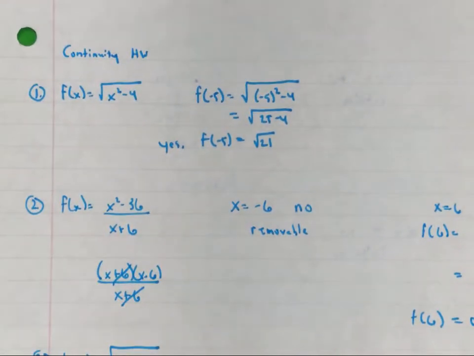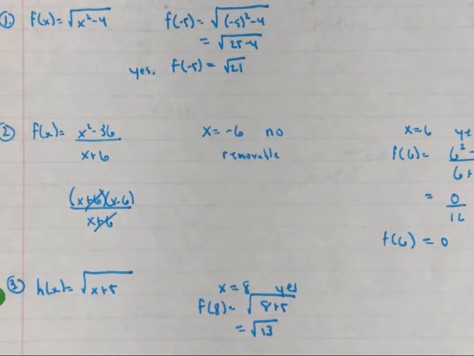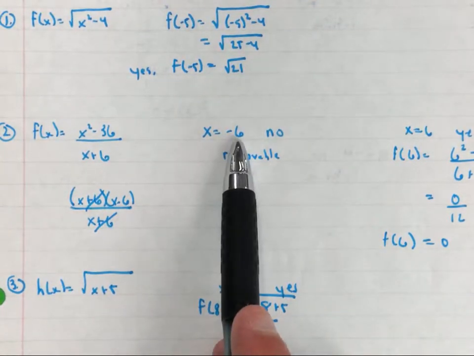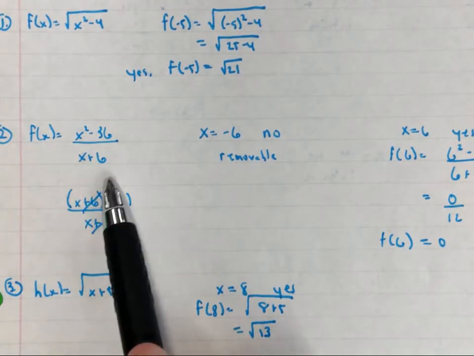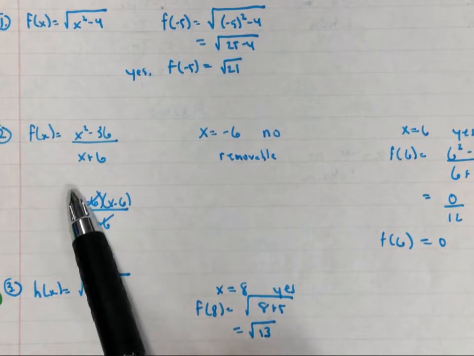All right, so I went ahead and worked the homework out, so this will be quick. Number 1, I plug it in. Yes, it is continuous. You get an answer of square root of 21. Check your answers, because this will be on your quiz on Thursday as well. Number 2, we're looking at x equals negative 6. Well, I plug that in, I get no here. Well, then I factor it. I can see I can cancel those out.